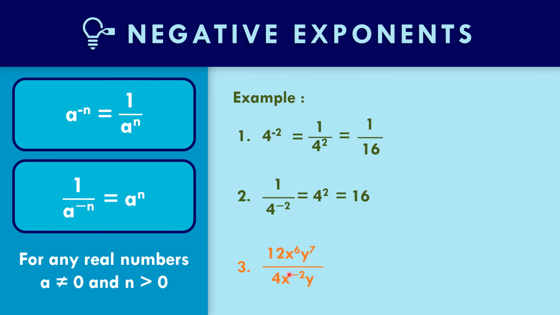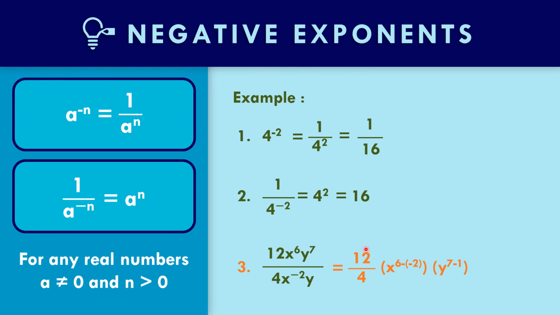How about number 3? 12x to the 6, y to the 7, all over 4x to the negative 2 times y. First, we need to copy 12 over 4. Afterwards, we may use the rule of the negative exponent to make this one positive, or we may use the laws of exponent, that is the quotient rule. So it means we need to subtract. We have the same base. So copy x, and then copy 6 minus negative 2. Copy the same base y, and then 7 minus 1.